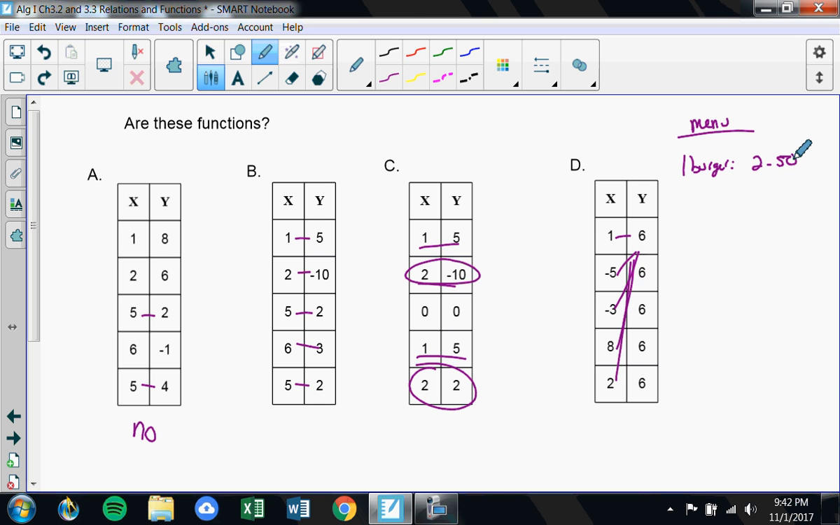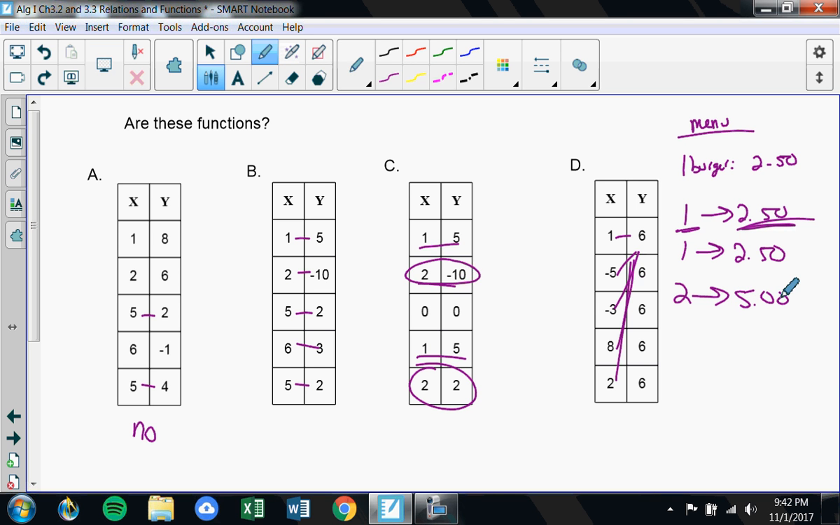Well, if I order one burger, it'll cost $2.50. And if you order one burger, it'll cost $2.50. And if somebody else orders one burger, it'll cost $2.50. Every time somebody orders one burger, it costs $2.50. The input is 1, the output is $2.50. And if I order 2 burgers, and it costs $5, that's still a function.